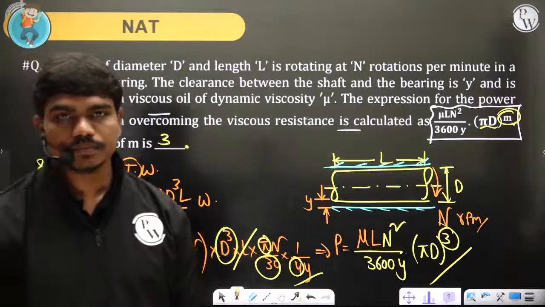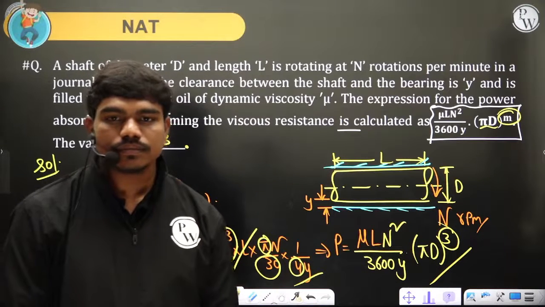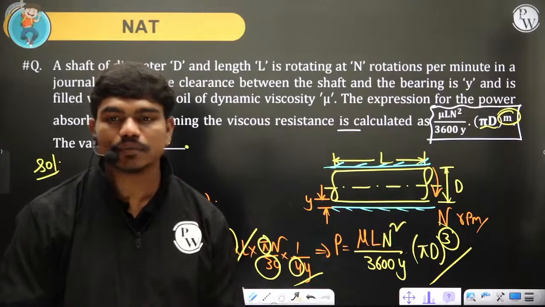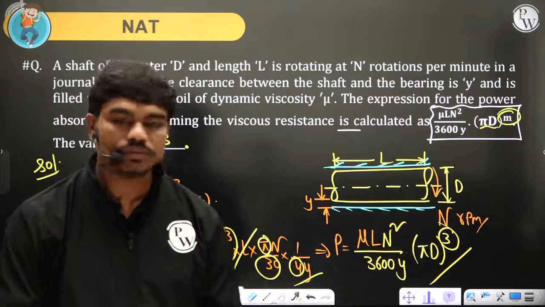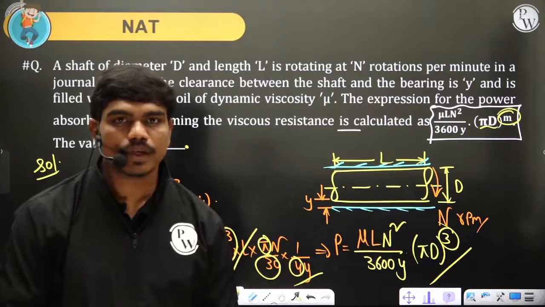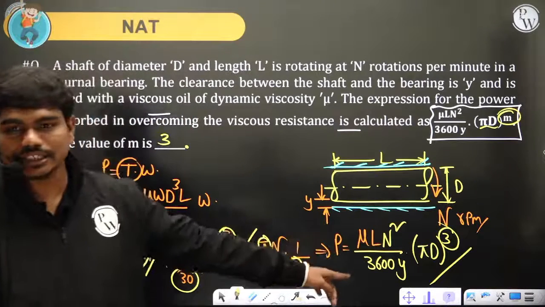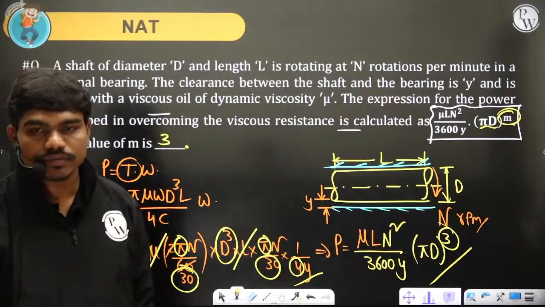Clear? So is this clear to all of you? Please type in the chat box. Is this clear to each and every one of you? Okay. So m value is actually 3 in this case.